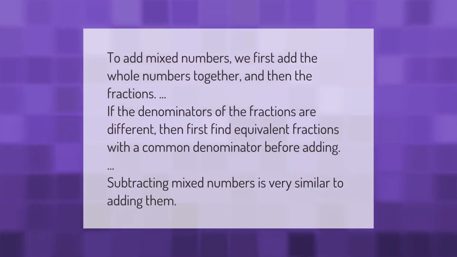To add mixed numbers, we first add the whole numbers together, and then the fractions. If the denominators of the fractions are different, then first find equivalent fractions with a common denominator before adding. Subtracting mixed numbers is very similar to adding them.